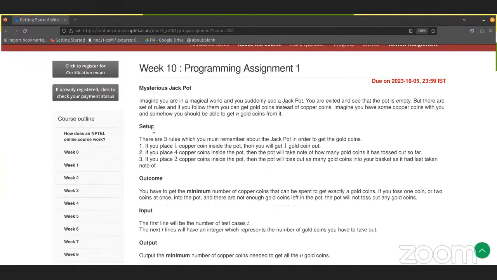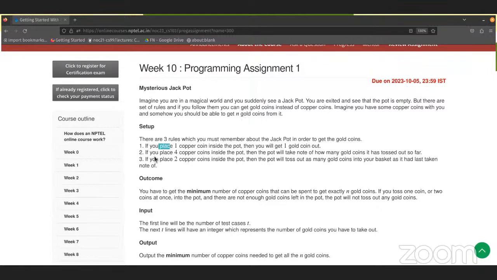Yes. So the week 10 programming assignment question goes like this. After this, I'll try to check the chat and see what's going wrong there. Imagine we are in a magical world and we suddenly see a jackpot, and you're excited and see that the pot is empty. But there are a set of rules, and if you follow them, you can get gold coins instead of copper coins. Imagine you have some copper coins with you and somehow you should be able to get n gold coins from it. There are 3 rules which you must remember about the jackpot in order to get the gold coins. If you place 1 copper coin inside the pot, then you'll get 1 gold coin.